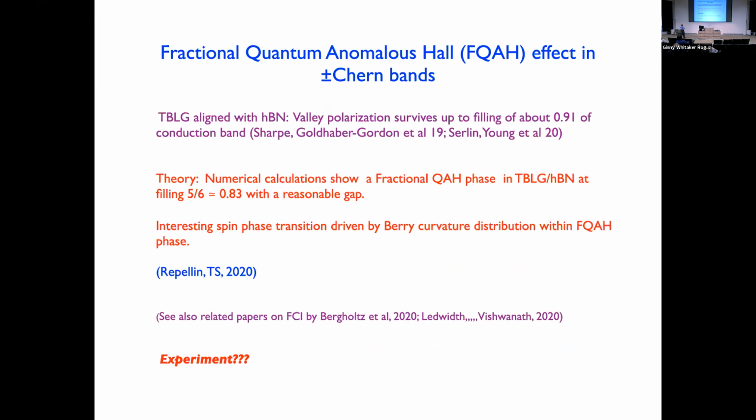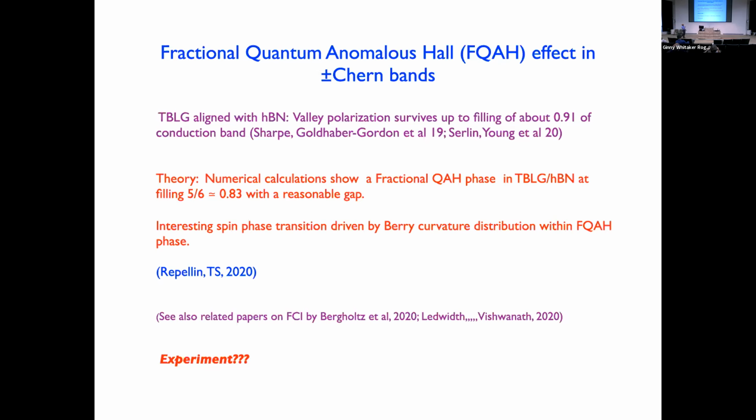Particularly in Andrea Young's experiments for TBLG aligned with HBN, the valley polarization, which he can detect from the hysteretic transport in RXY or RXX, survives from 3/4 filling of the conduction band all the way up to 90% filling of the conduction band. So you stay within this filling range where you know there is valley polarization. Then if there's complete valley polarization, you're in a situation where you're in a single Chern band that's partially filled, right, with spin as an active degree of freedom.